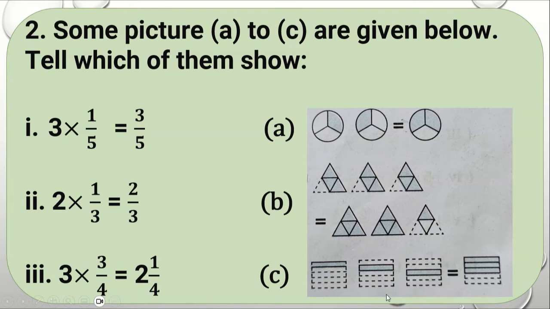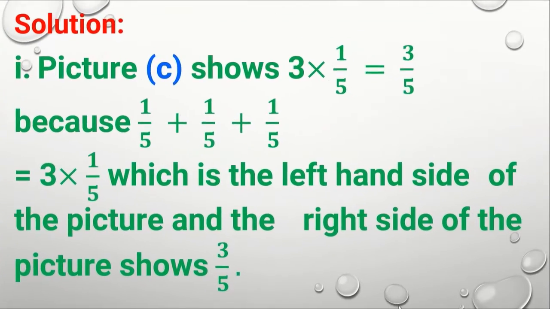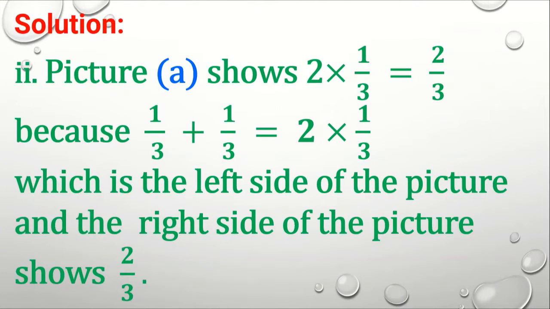So let's see. Picture C shows 3 times 1 by 5, that is 3 by 5, because 1 by 5 plus 1 by 5 plus 1 by 5 will become 3 times 1 by 5, which is the left hand side of the picture, and the right hand side of the picture shows 3 upon 5. Next, picture A shows 2 times 1 by 3, that is 2 upon 3, because 1 by 3 plus 1 by 3 equals 2 times 1 by 3, which is the left side of the picture, and the right side of the picture shows 2 by 3.